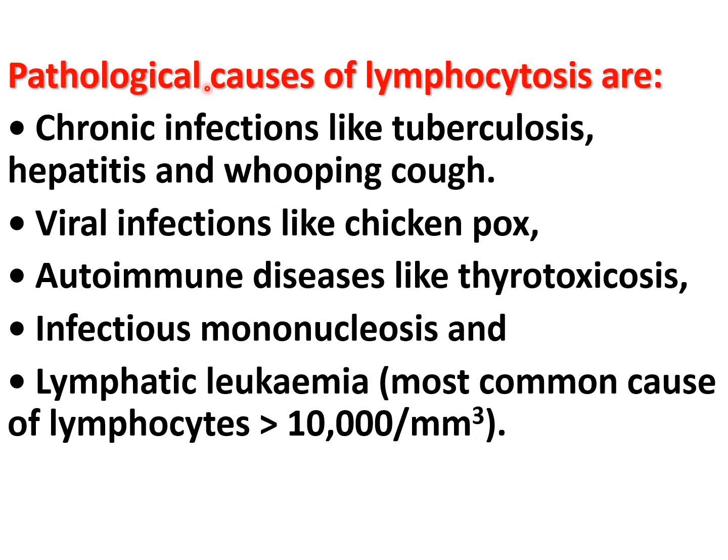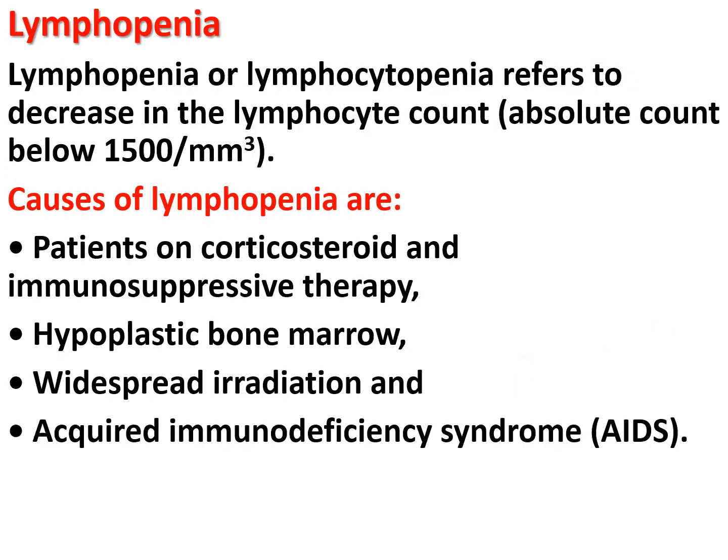Then there are certain pathological conditions in which the lymphocyte count is increased, like chronic infections such as tuberculosis, hepatitis and whooping cough, then viral infections like chickenpox, and autoimmune disease like thyrotoxicosis, infectious mononucleosis and lymphatic leukemia. Then lymphopenia means decrease in lymphocyte count to less than 1500 per mm cube. Then what are the causes of lymphopenia? Patients on corticosteroid and immunosuppressive therapy, hypoplastic bone marrow, widespread irradiation and acquired immunodeficiency syndrome.